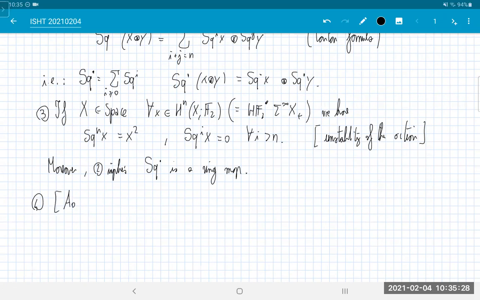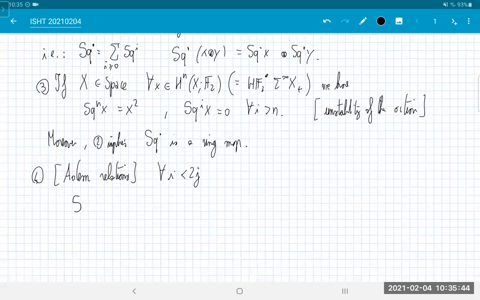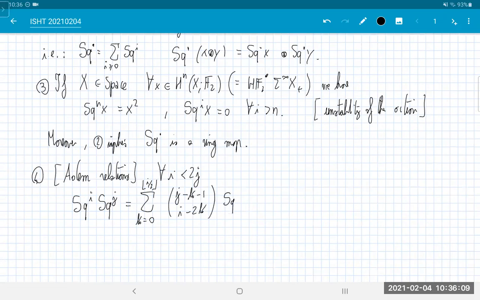Okay, the following property is the Adem relation. It describes the multiplication in the Steenrod algebra. So for every i less than 2j, we have Sq^i composed with Sq^j is the sum from k that goes from 0 to the floor of i over 2 of this nice binomial coefficient times Sq^(i+j-k) Sq^k.